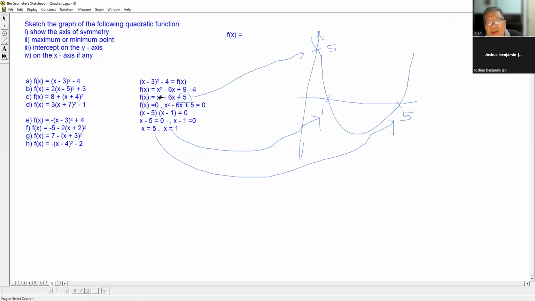Because the value of a is positive 1, that's why the curve is a U shape. If this is negative, then the curve is an N shape. Okay? So from this ax squared plus bx plus c, you can know roughly the shape of the curve, where it cuts the x-axis and where it cuts the y-axis. This is how you can guess the shape of the curve.